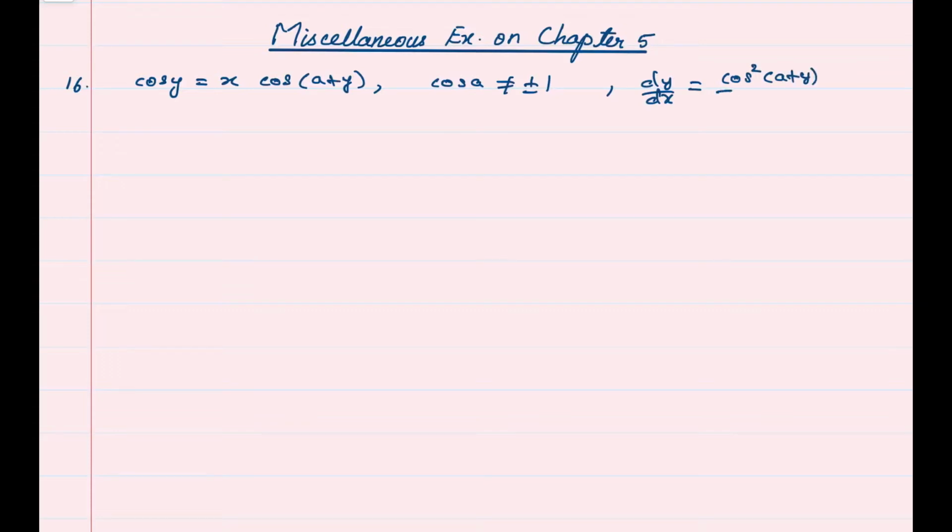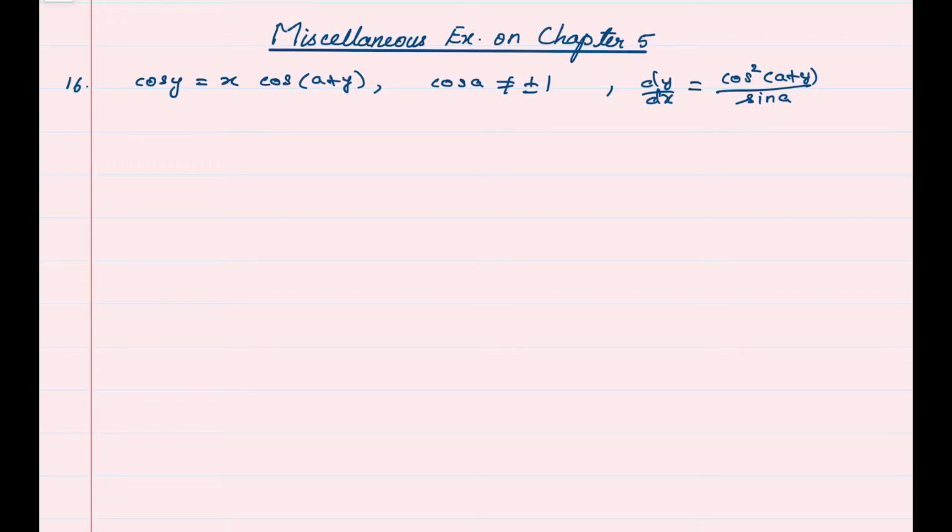Let us continue the miscellaneous exercise on chapter 5. Question number 16. If cos y is equal to x cos (a plus y), with cos a not equal to plus or minus 1, prove that dy by dx is equal to cos square (a plus y) upon sin a.